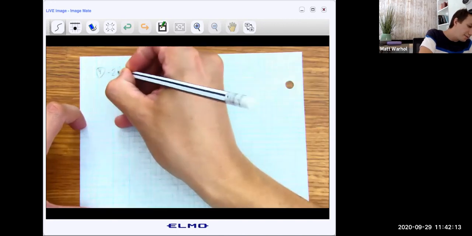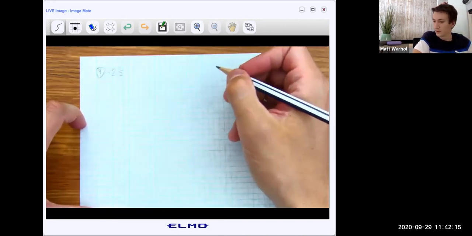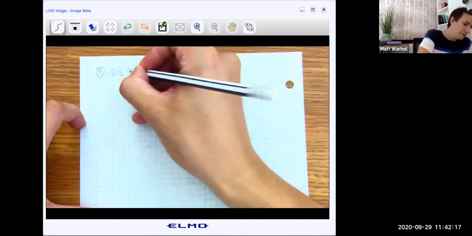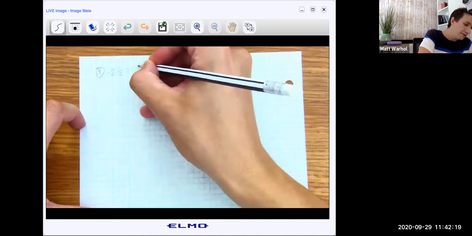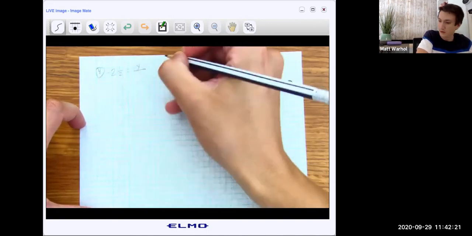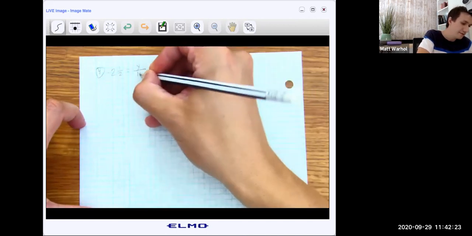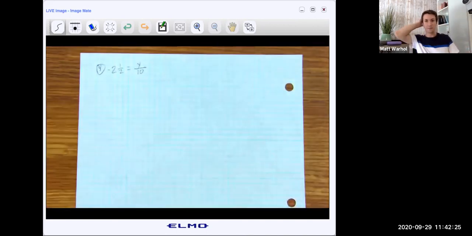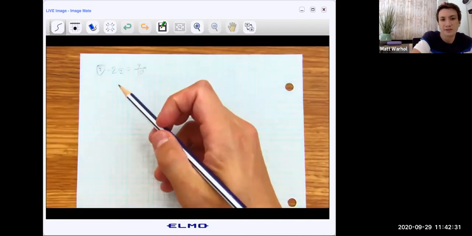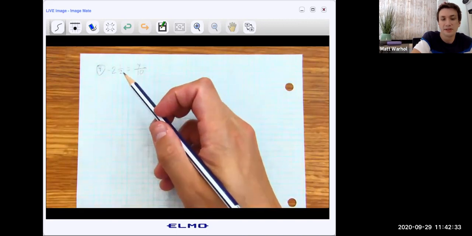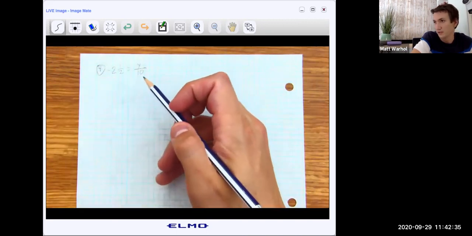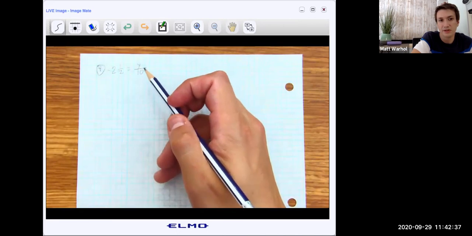Negative 2 1/2 equals, let's use y over 10. All right. I want to solve for my variable. Now I notice a couple things going on here. I notice that there's a mixed number. Here's a fraction with an unknown numerator.